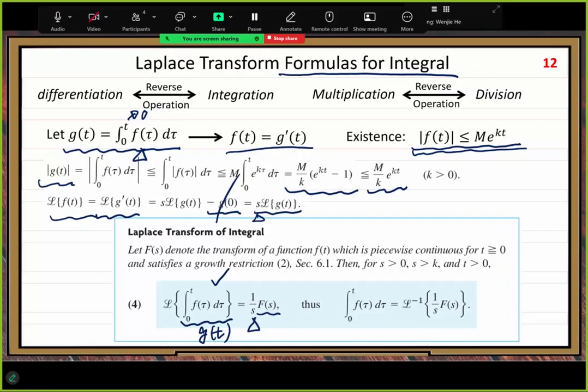Then the inverse: the integral here, the inverse here. So we get the important formula. It's simple, but very useful. But we need to practice. Derivative, integral, then Laplace transforms. These two formulas we need to practice.